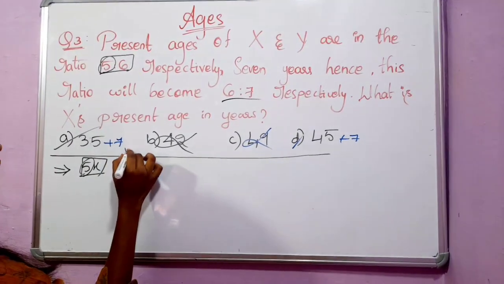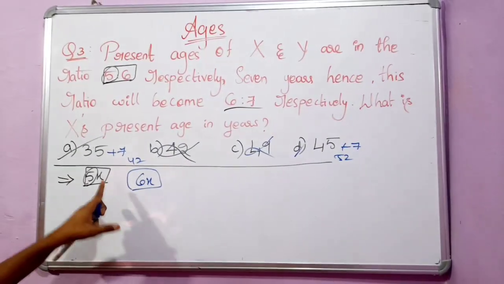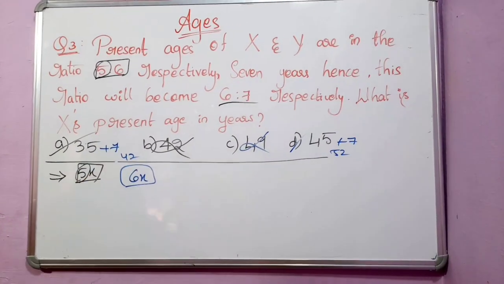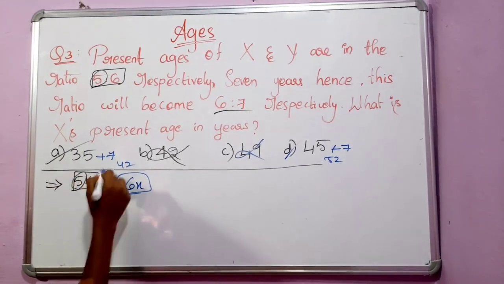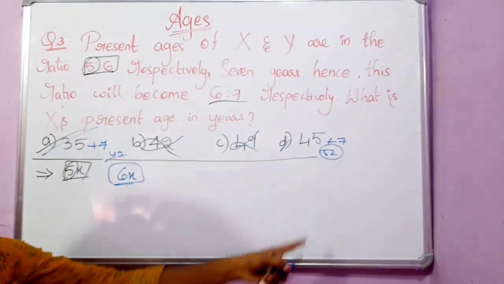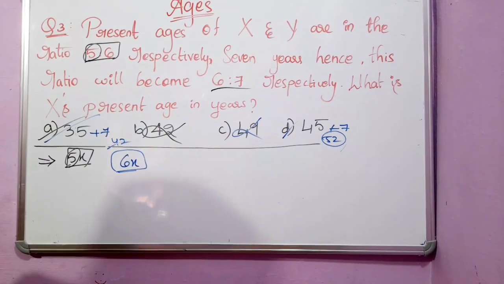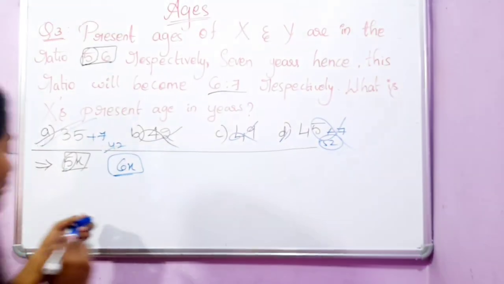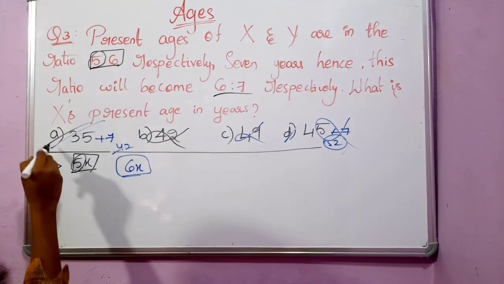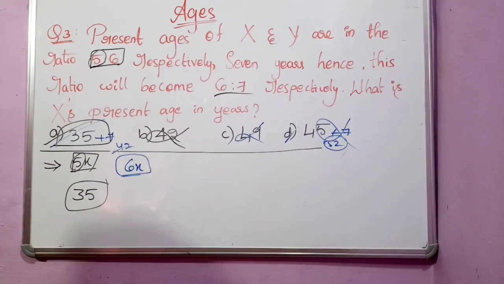Here 42, here 52. So this 42 is divisible by 6. Okay, fine. And 52, if you observe carefully, 52 is not divisible by 6, and 52 is not a multiple of 6. So we have to remove this option. Finally we got 35. So 35 will be our answer. See how simple it is.